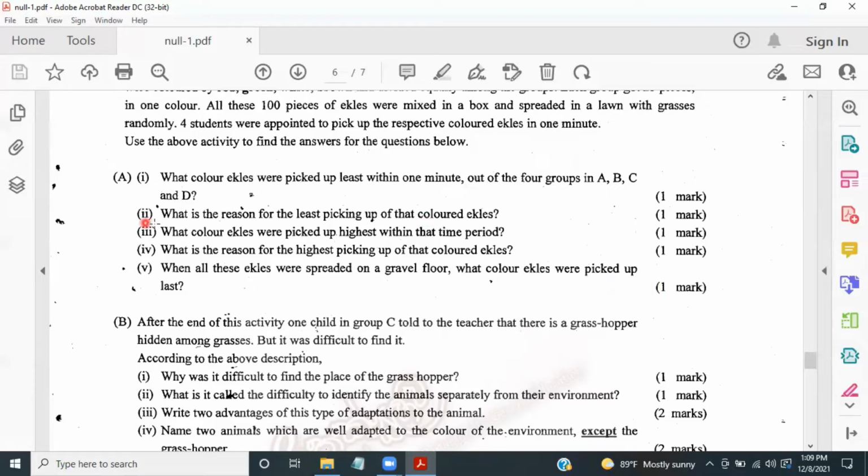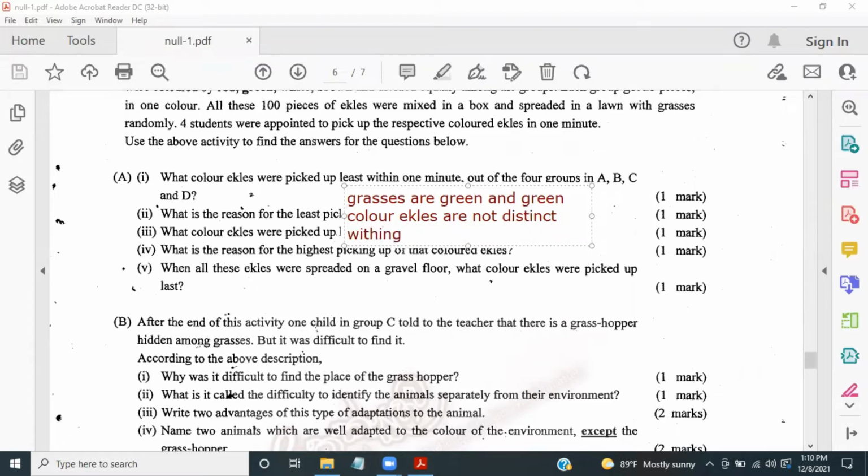Answer is green. What is the reason for the least picking up of the colored ickle? The least picking up is because the grasses are green. Write down the answer. Grasses are green and green color ickles are not distinct within grasses.